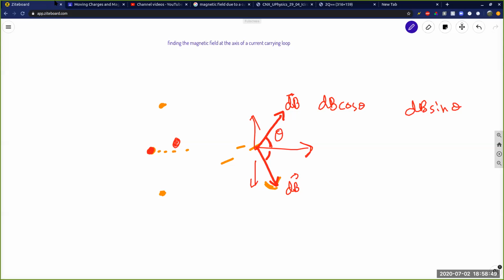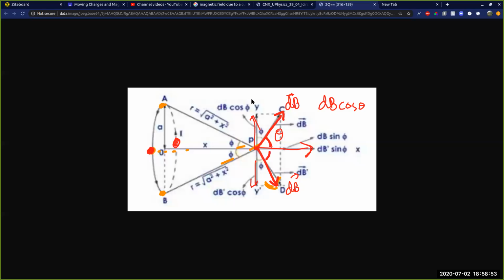Okay. Where's my diagram? Okay, I'll use this diagram only. Now the radius is A, the distance is X, the current is I. So the dB for one current element is, can you help Arav? Yes, sir. Bolo, and I'll write.